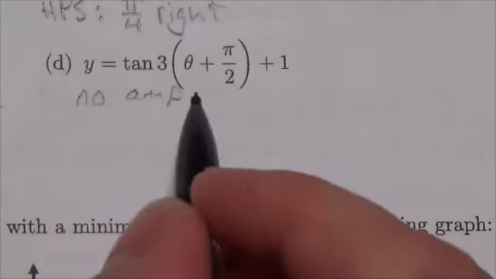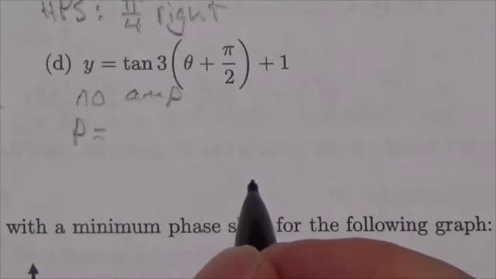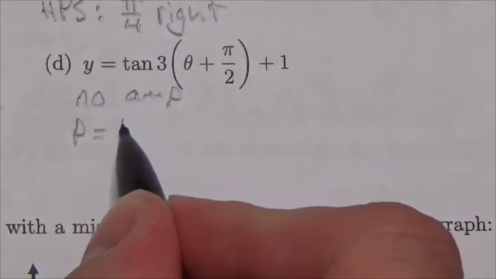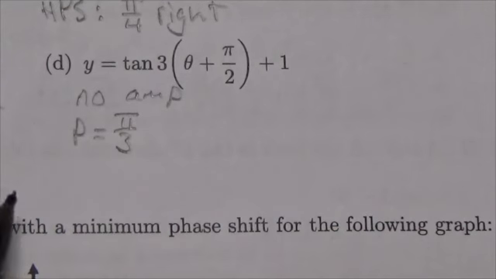The next thing we're going to look at here is the period. And when it comes to tangent, period is a little different. Period is going to be pi over the b value. So in this case, the b value here is 3. Tangent repeats a little bit more quickly than sine and cosine.